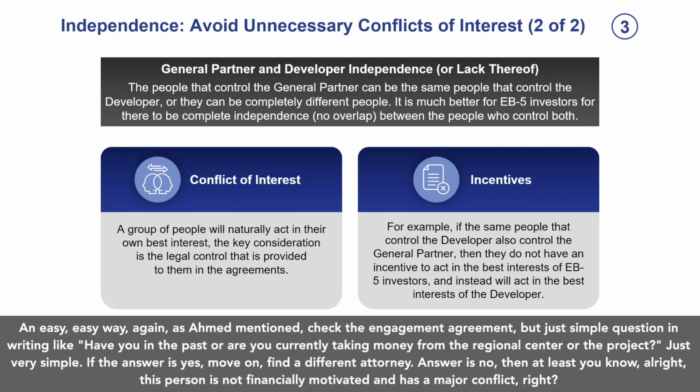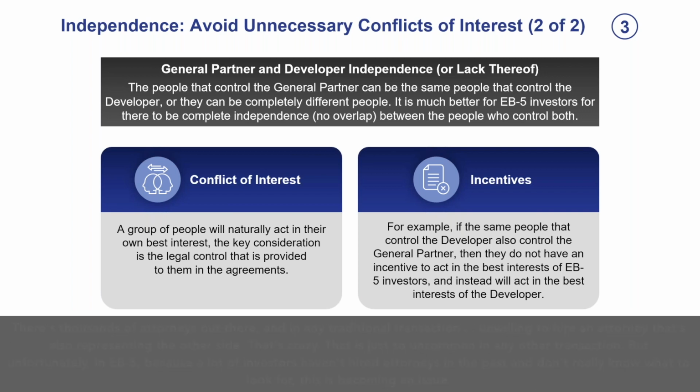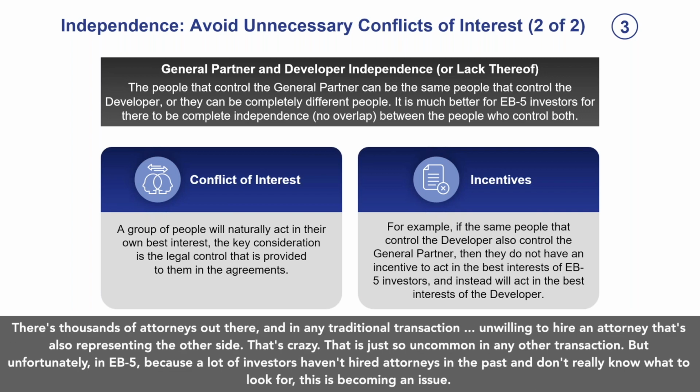If the answer is no, then at least you know this person's not financially motivated and doesn't have a major conflict, right? There are thousands of attorneys out there, and in any traditional transaction, no one is willing to hire an attorney that's also representing the other side. That's crazy. That is just so uncommon in any other transaction. But unfortunately in EB-5, because a lot of investors haven't hired attorneys in the past and don't really know what to look for, this is becoming an issue.